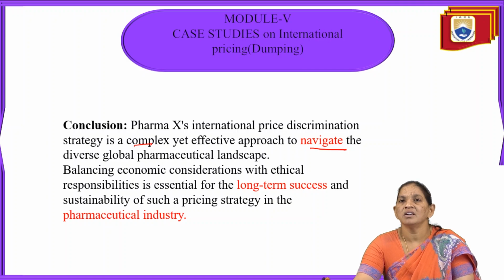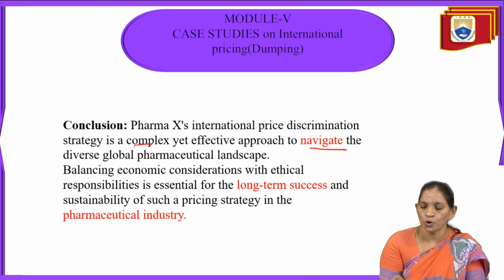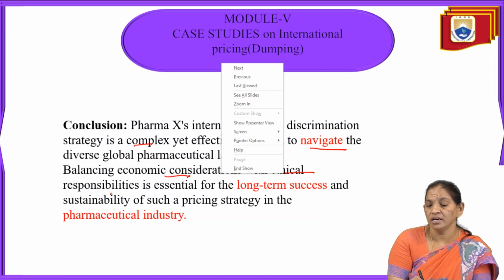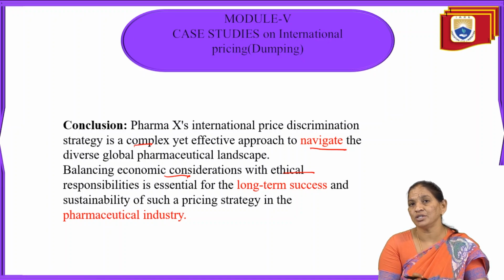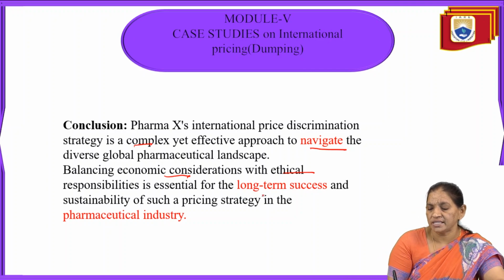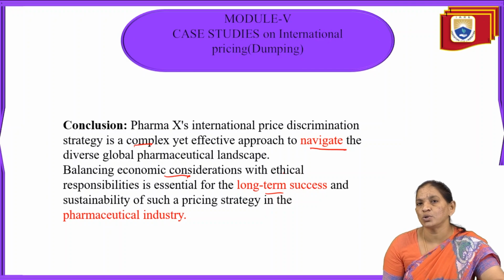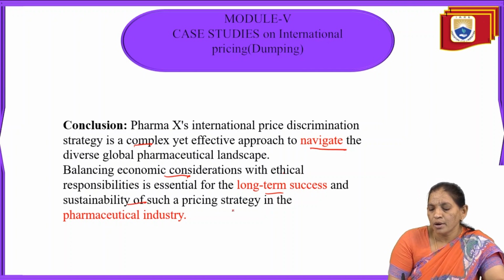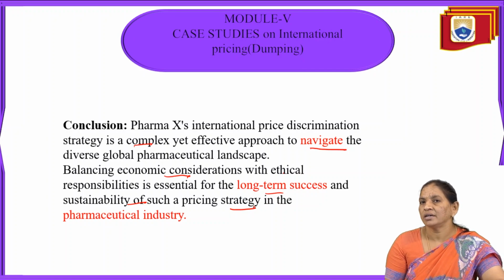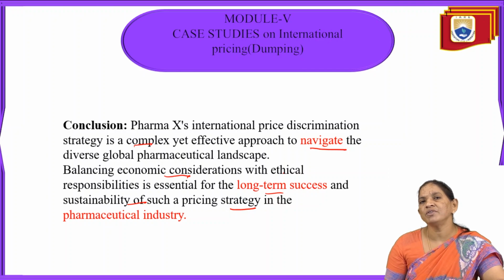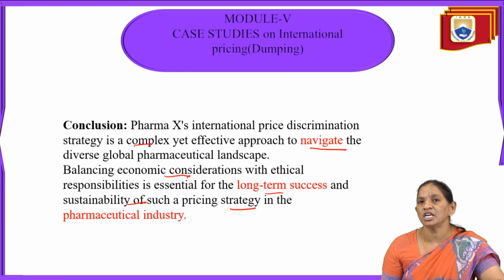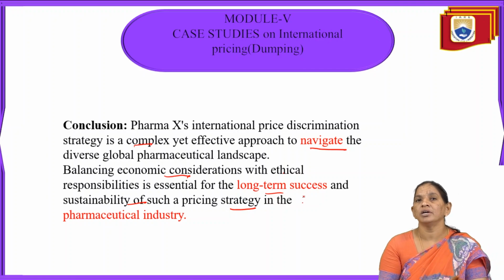So we have to balance, in case of these dumping activities, some sort of economic considerations with ethical responsibilities. Means more focus should not be placed upon profitability. Ethical consideration is also to be considered, which is essential for each and every company for long-term success and sustaining the pricing strategies of these pharmaceutical industries. Means international pricing in pharmaceuticals, dumping, is a major advantage for life-saving needs in the developing nations. So these types of strategies will help enhance the company's success in the long run in the pharmaceutical industry.